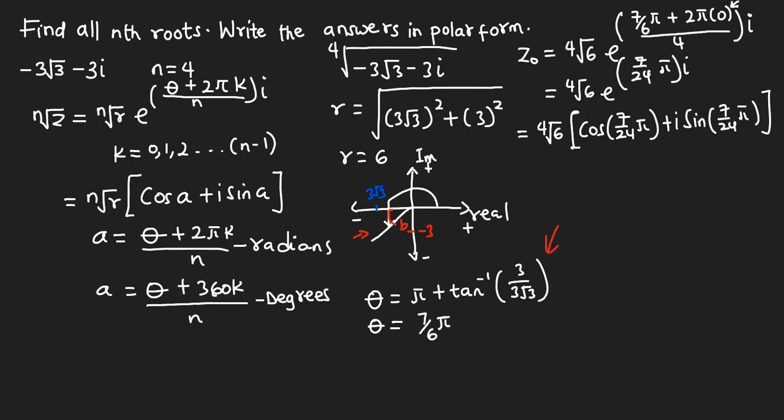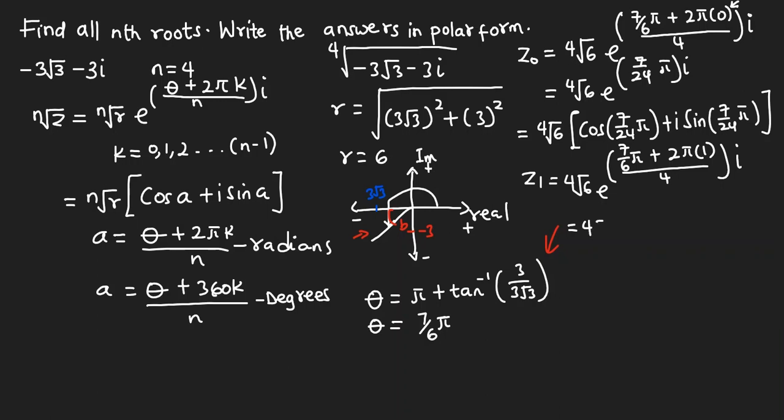So let's go ahead. For the second one, we're going to have the fourth root of 6 multiplying e to the power 7 over 6 pi plus 2 pi. In this case, k will be 1, and then all this will be divided by 4. Let's bring our i. So let's simplify this and see what you're going to get.